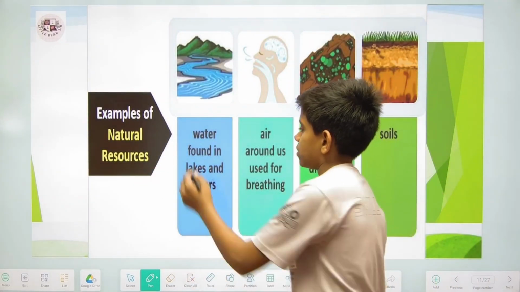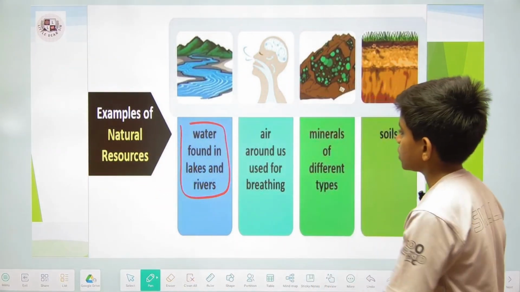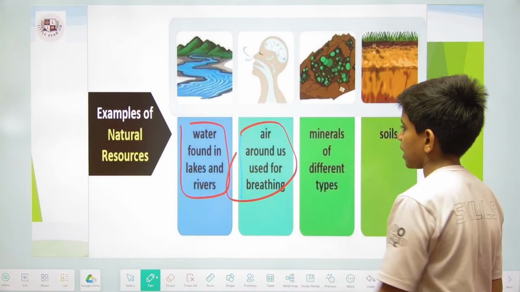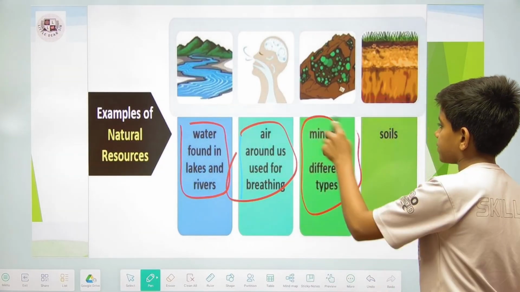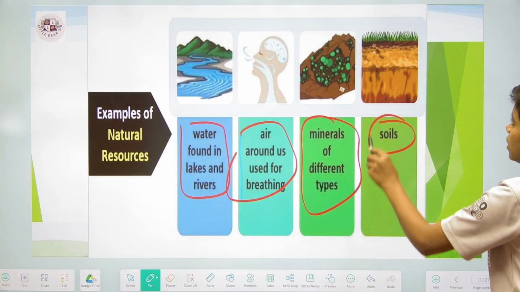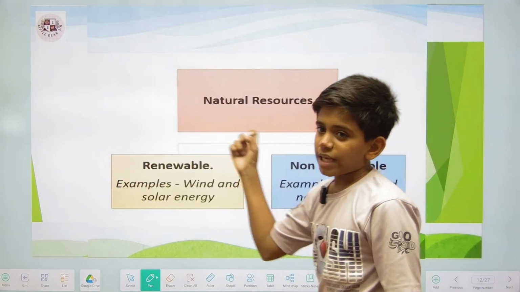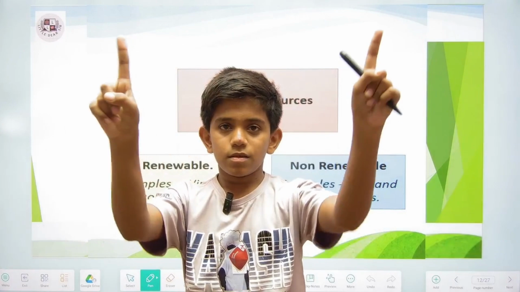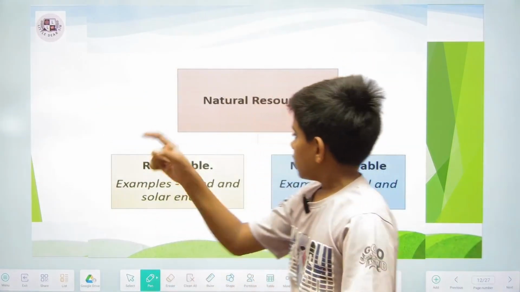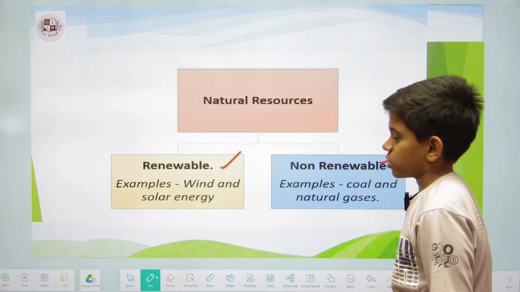Examples of natural resources. Water found in the lake is an example of a natural resource. Air around us, which is used for breathing, is a natural resource. Minerals of different types are natural resources. Soil is also a natural resource. Now natural resources have two types. Yes, two types. They are renewable resources and non-renewable resources.